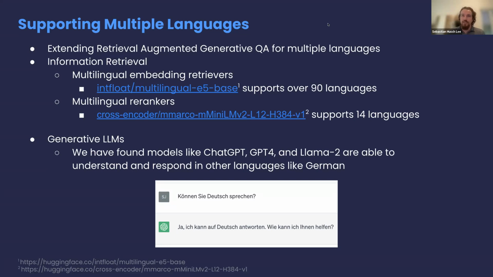Supports over 90 languages, and there's a base size and large version of these models on Hugging Face. And in fact, for hybrid retrieval systems, we're using this multilingual Reranker, trained, I believe, by Niels Reimers, that supports over 14 languages. And what I'd like to add here at the end is that we found that generative LLMs, despite having a focus on English, also work in multiple languages, as you might have heard. In this case, I'm asking ChatGPT, can it speak German? And then yes, I can speak German, and how can I help, basically.